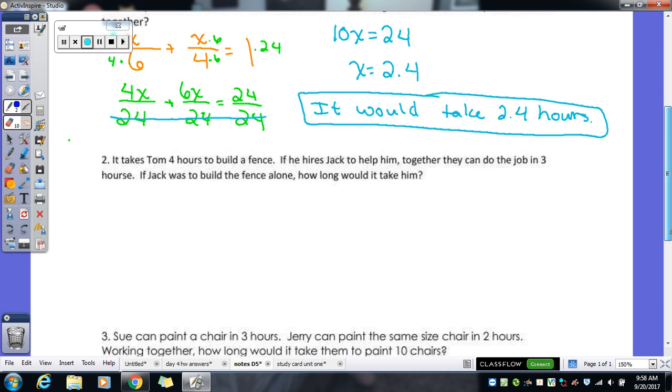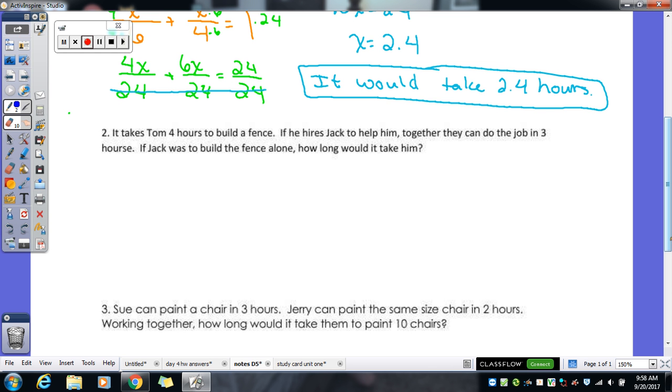All right, let's take a look at our second one. It takes Tom 4 hours to build a fence. If he hires Jack to help him, together they can do the job in 3 hours. That should say hours. If Jack was to build the fence alone, how long would it take him? So this time we know how long it takes for them to build the fence together. So our numerator is 3. Tom can do it in 4, so our first fraction is 3 over 4.